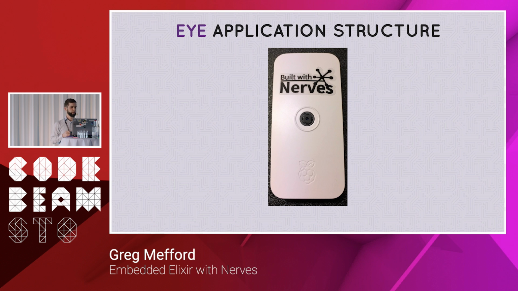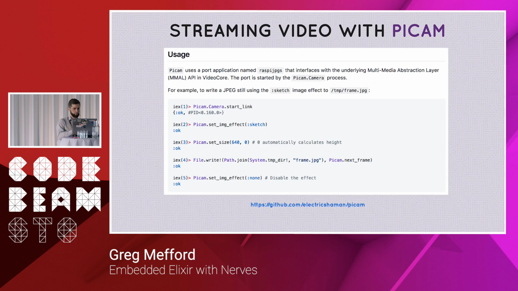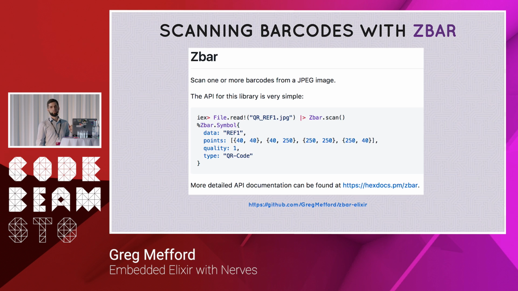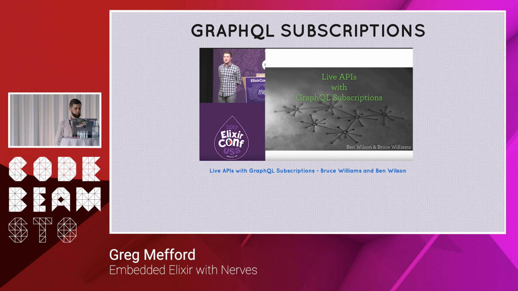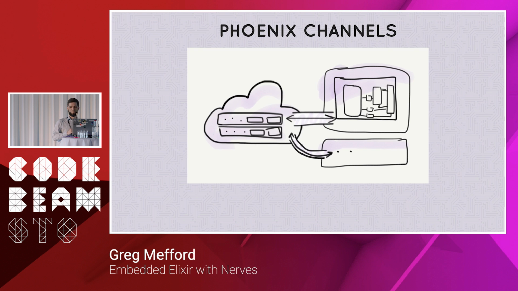So I want to talk a little bit about this application. I have this Raspberry Pi Zero with the official case and the official camera, and it connects over a USB port here. I'm going to be streaming video with the PiCam library and scanning barcodes with the ZBar library. ZBar is just an off-the-shelf application that someone else wrote, but I wrote this Elixir wrapper around it that lets you use it with Nerves. I'm also using GraphQL subscriptions, which is a fancy buzzword that people like, and Phoenix channels, because why not?